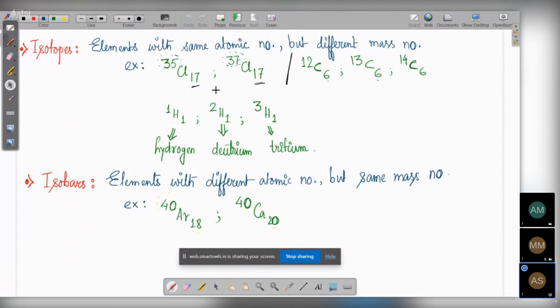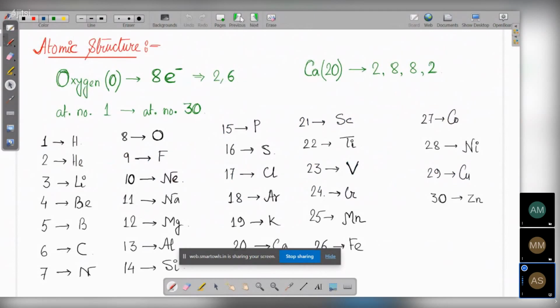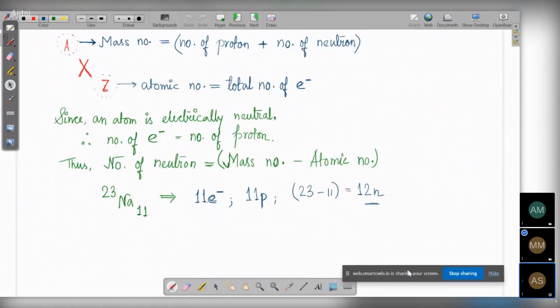Yes, sir. Okay. In organic, physical, and inorganic, I told you to remember up till 1 to 30, which I think you have done. Yes or no? Yes, sir. Memorize from 1 to 30. That was told to be done.